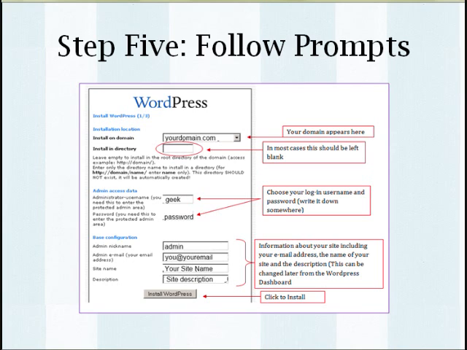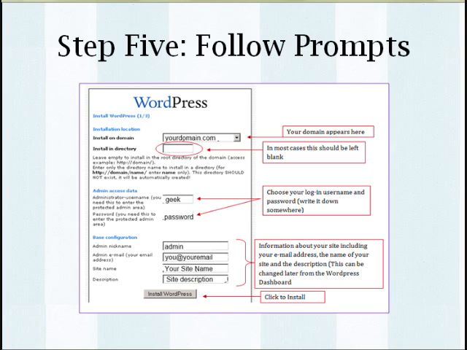As you drop down, you'll see it says admin access data, and that's where you're going to choose your login username for your WordPress site and your password. Make sure you write it down. Make sure you keep track of it in some way, because that's how you're going to log into WordPress once it's installed.